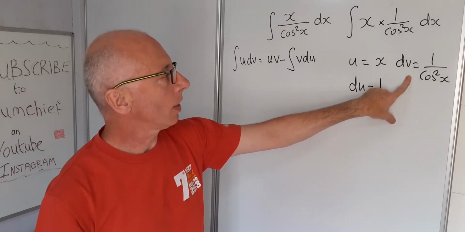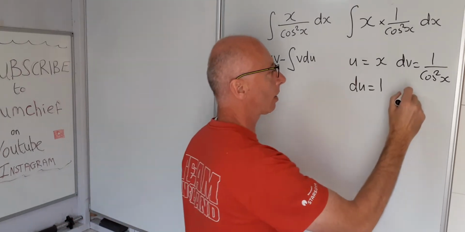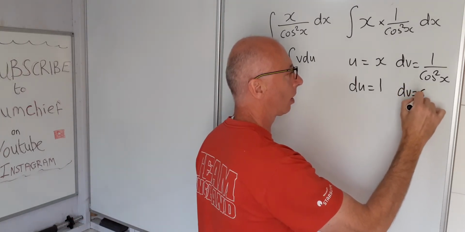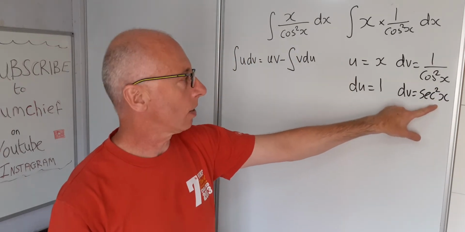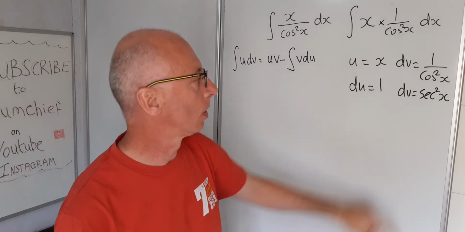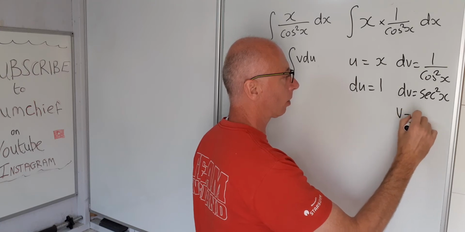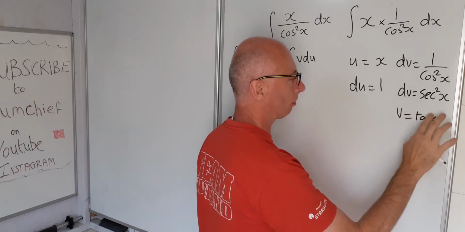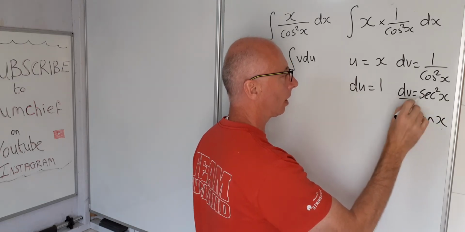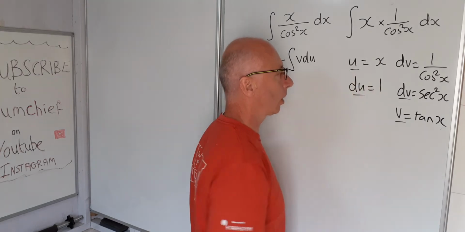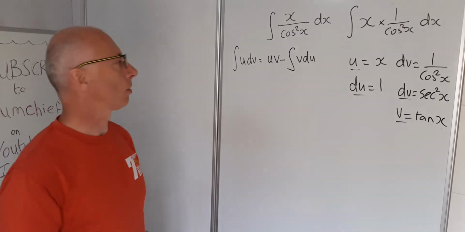Just on second look at this dv here, 1 over cosine squared x, now we know what that also means. That dv here is also secant squared of x. And when we know secant squared of x, we know that this has a very famous integral, namely tangent x. So what we can say is that v equals, let's just write that properly, tangent x. So we've got a v, dv, du and a u. So these are our four main components to solve this integral.